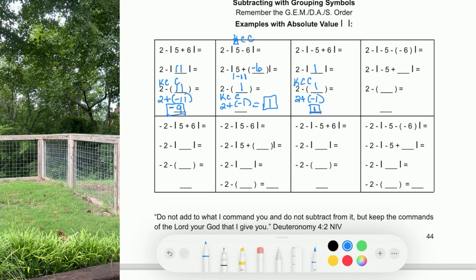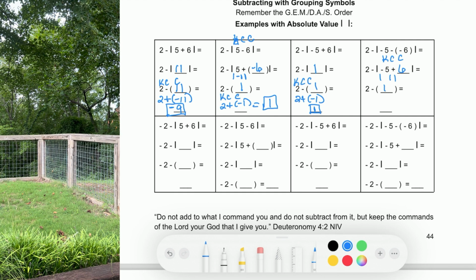Our next example, like above, has a lot of negatives, so let's be very careful. Let's do our keep it, change. So kept the -5, became a plus sign, and then the -6 becomes a +6. -5 plus 6 is 1. The 6 is positive, so we end up with a +1. That comes out as a +1.